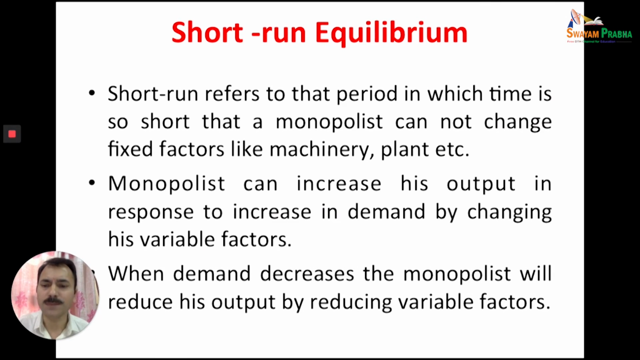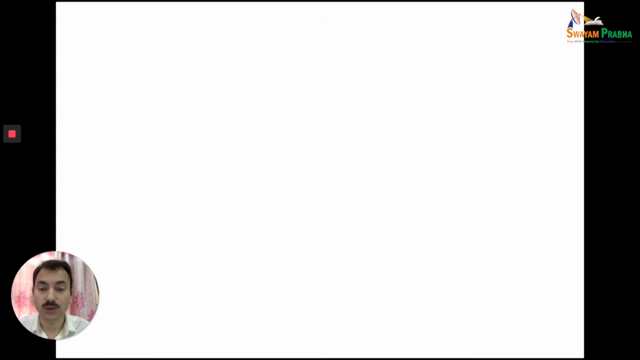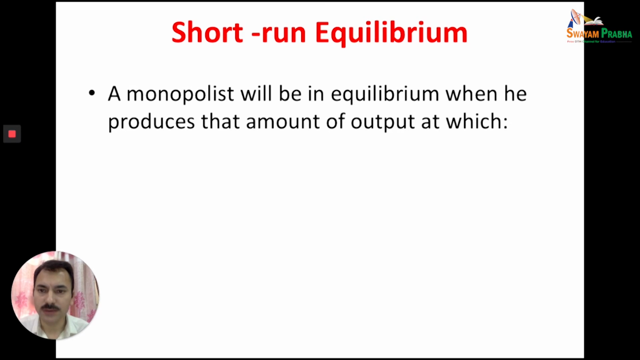Demand plays a very important role in the short period. When demand decreases, the monopolist will reduce his output by reducing the variable factors only. Short period is a time when not all factors of production are variable. For example, labor will be the only variable factor, whereas in the long run, all factors of production may be variable.